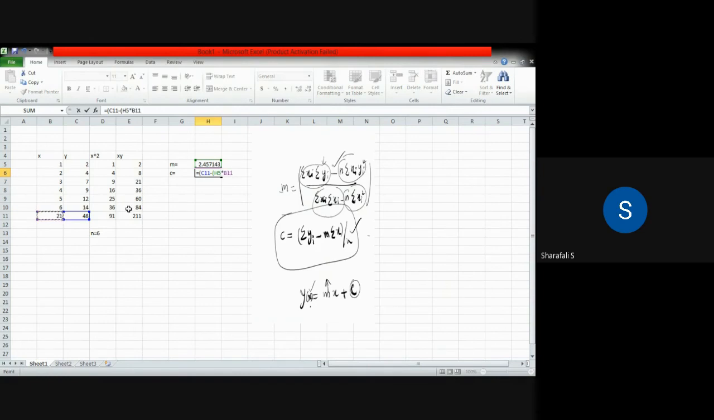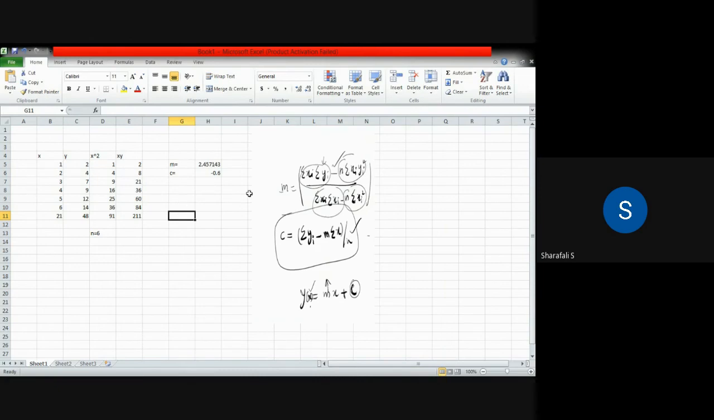Sigma xi. Now all this term has to be divided by 6, that is n. So this is your c value. Once you have this m and c, you can take any x value and calculate the corresponding straight line for that data set. So for all these x values, you will get this.